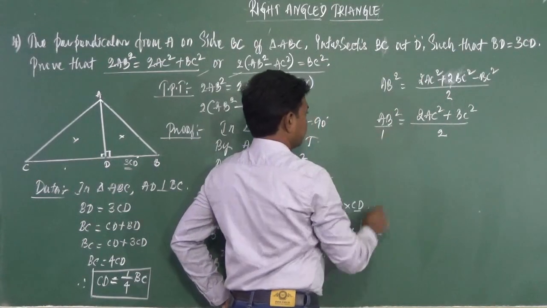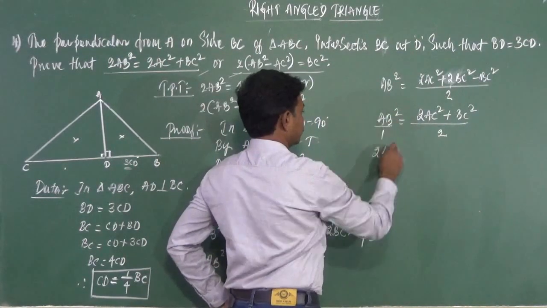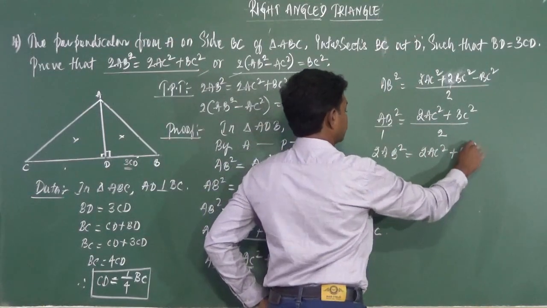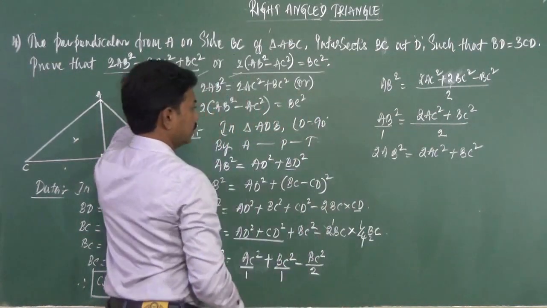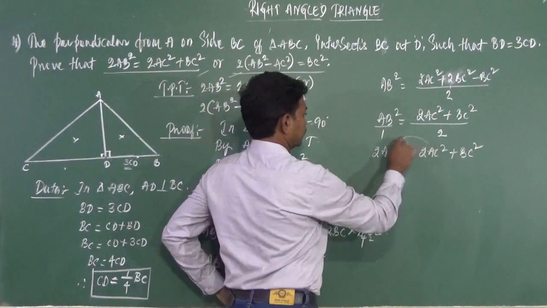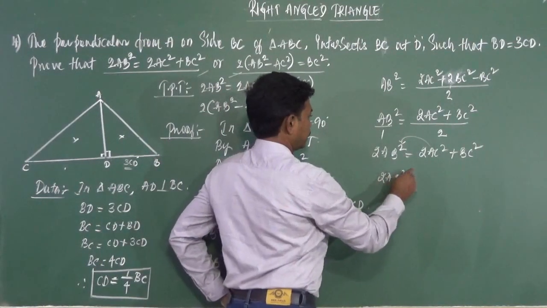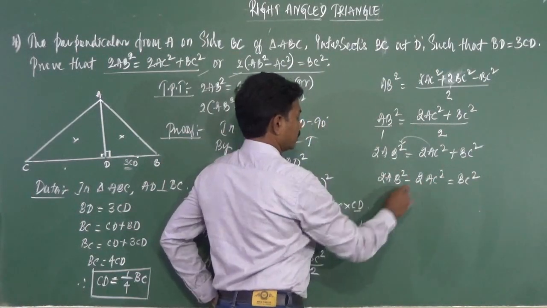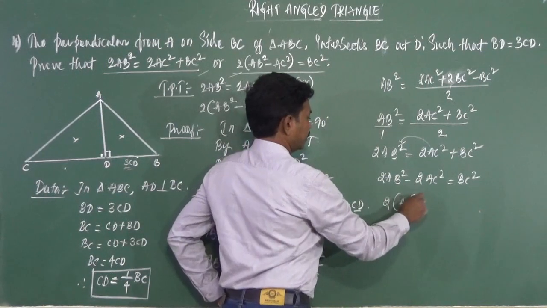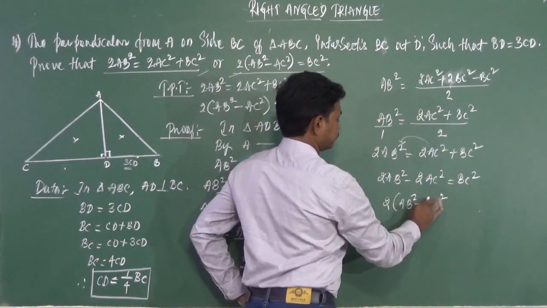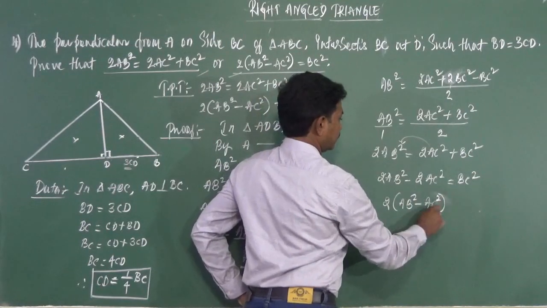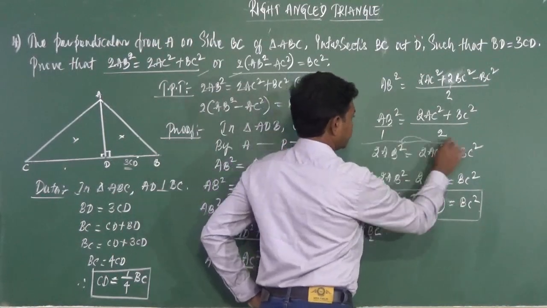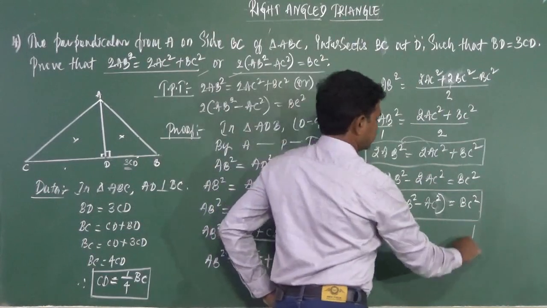So when we go with cross multiplication, it becomes 2 AB square. 2 into AB square is 2 AB square is equal to 2 AC square plus BC square. So that is what was asked in the first one. If you send this to the LHS, it becomes 2 AB square minus 2 AC square is equal to BC square. When you take 2 common out of these, 2 into AB square minus AC square is equal to BC square. Either this or the other will be asked in the examination, right? So hence it is proved.